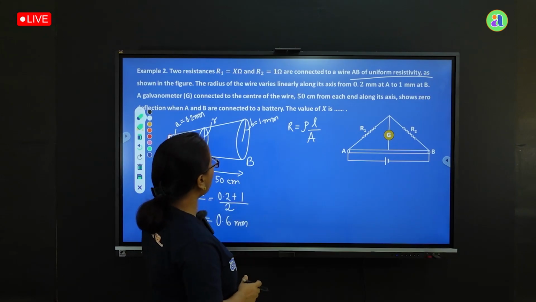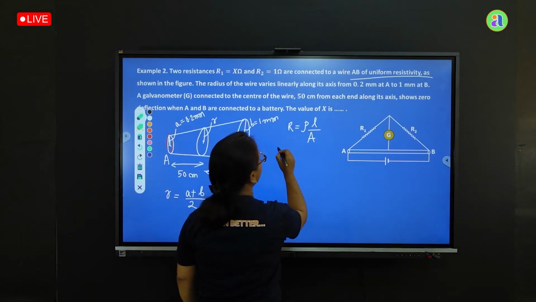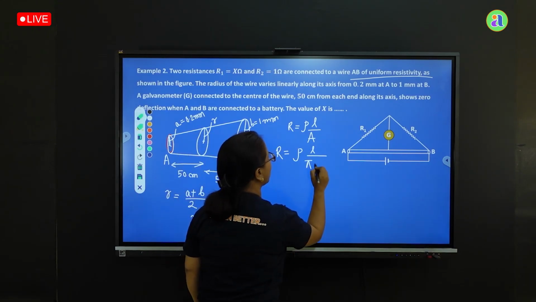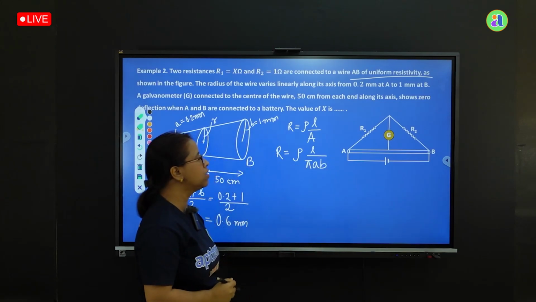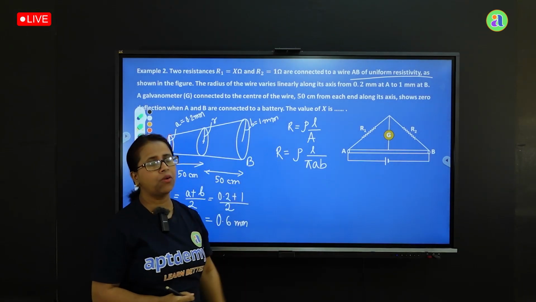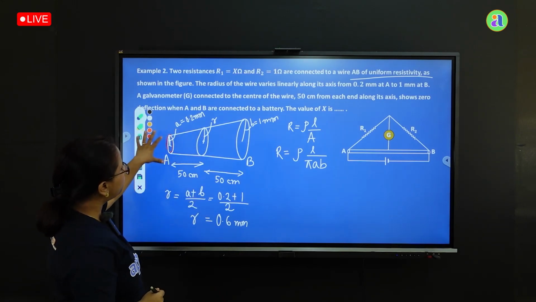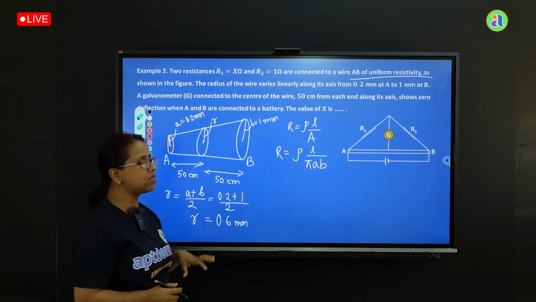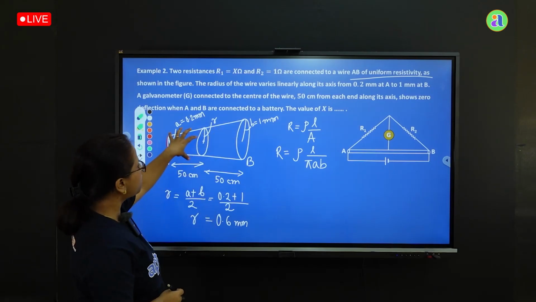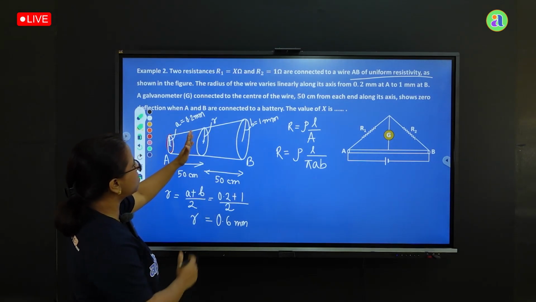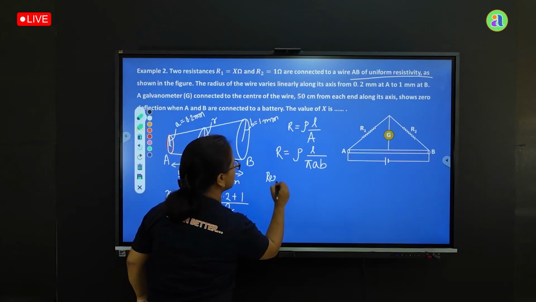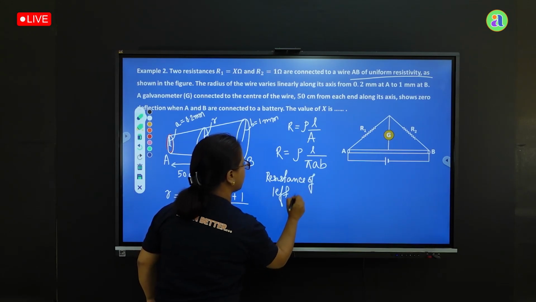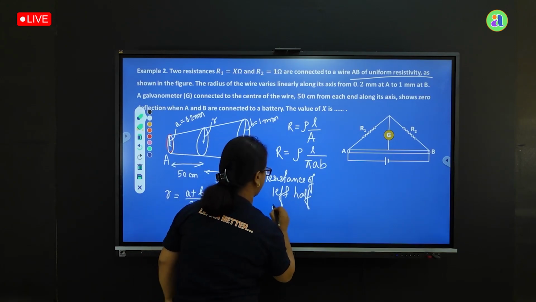Now when we are talking of the frustum shape of the conductor, we need to remember that the value of A is actually given as pi AB. So how do we write down the resistance here? Since we have two different portions for this conductor, we will write down expressions for the resistances for both the halves. For the first half, let me take this as the left half, the resistance of the left half of the conductor.